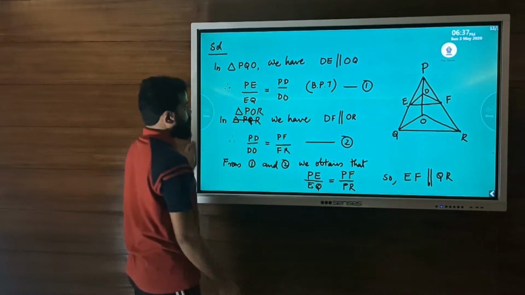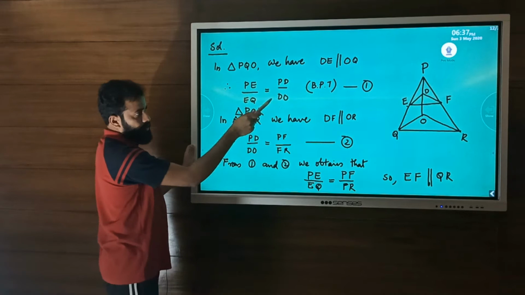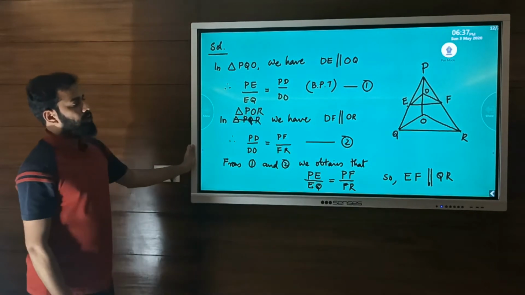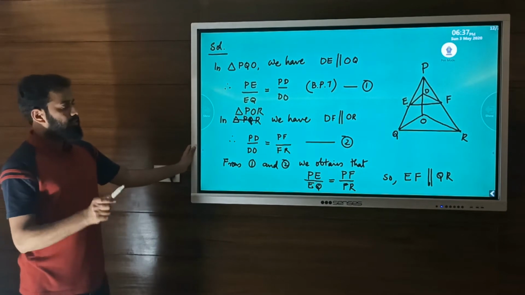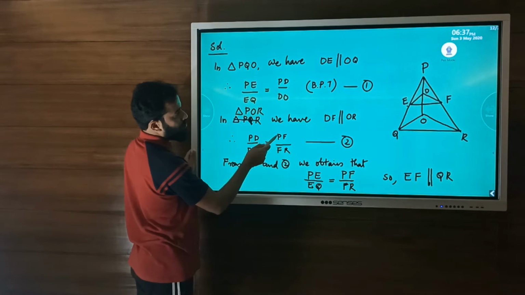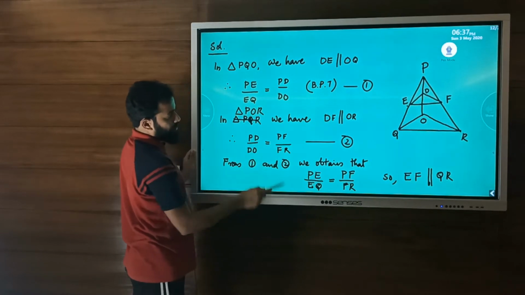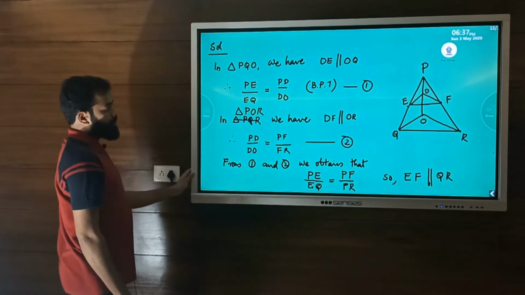Now DF parallel to OR. If DF is parallel to OR, points D and F are dividing the sides PO and PR in the same ratio. So PD divided by DO is equal to PF divided by FR by basic proportionality theorem, and it is our second equation.